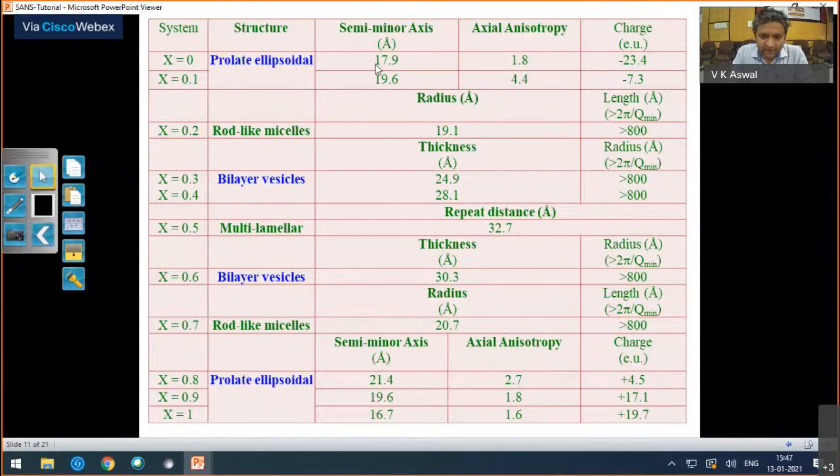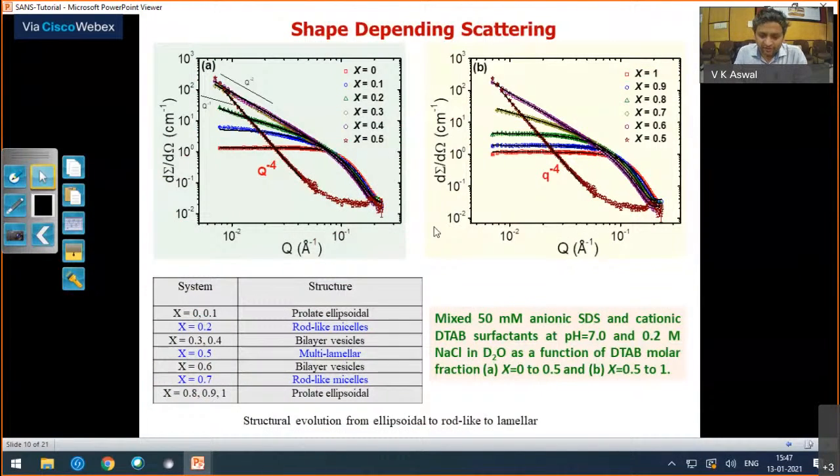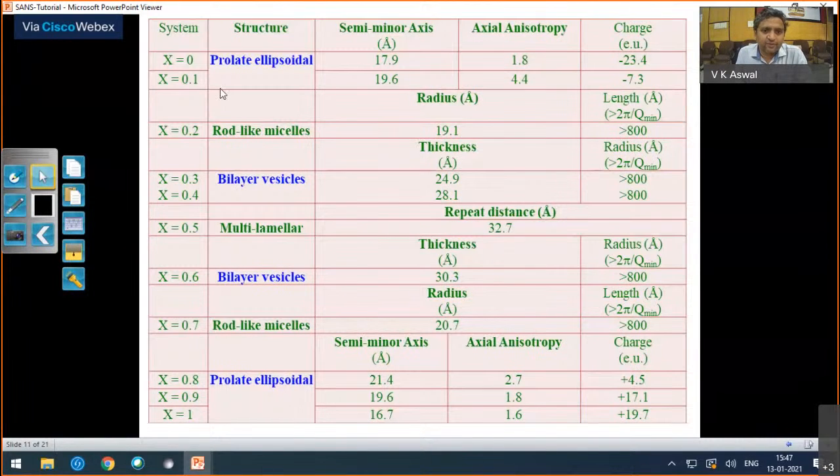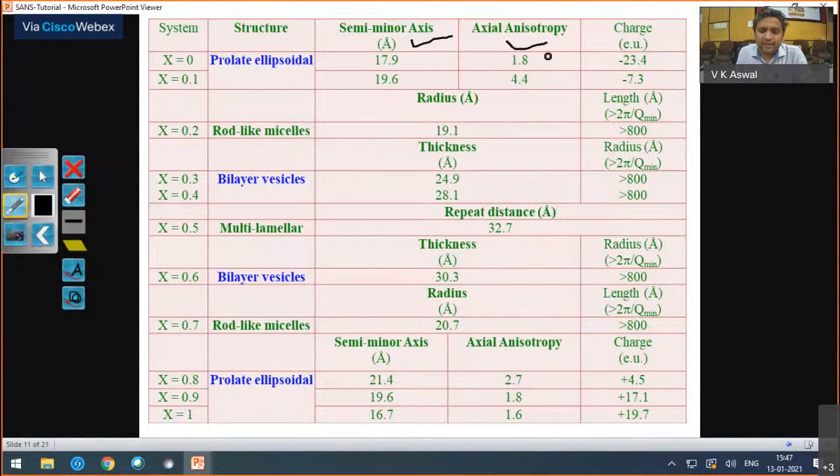While analyzing all this sort of data, the kind of information you can get is like this: for prolate ellipsoids, semi-major and semi-minor axis, axial anisotropy. Then for rod-like, one can have length and radius. Length you can get only when this length contributes in the Q range of the measured data. Bilayer vesicles, one can have thickness; multilamellar, repeat distance; bilayer vesicle again, thickness, and so on. So all those structural parameters one can obtain.